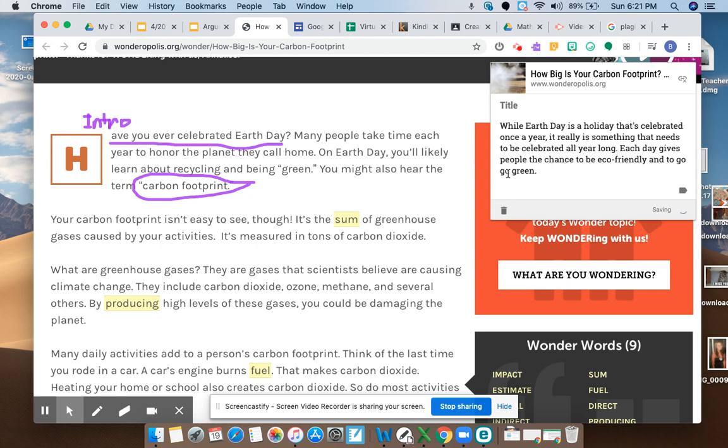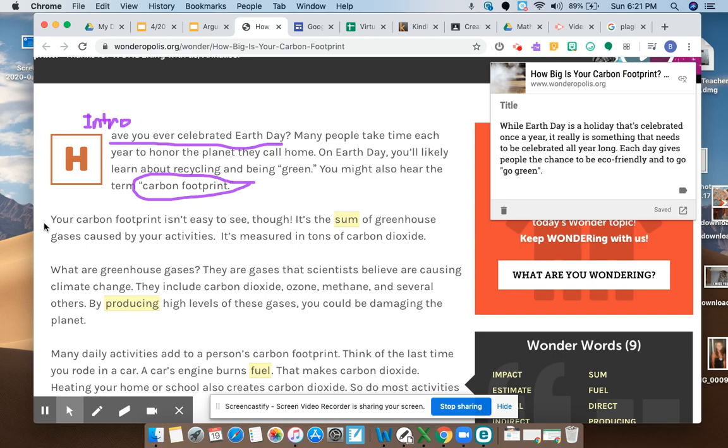And since that's "go green," I'm not literally turning green, I'm going to put that in quotation marks, and you see that they did the same thing here. So I'm going to go ahead and leave my note here, and you see it's saving right here in the bottom right corner. And I'm going to continue reading my next two paragraphs.